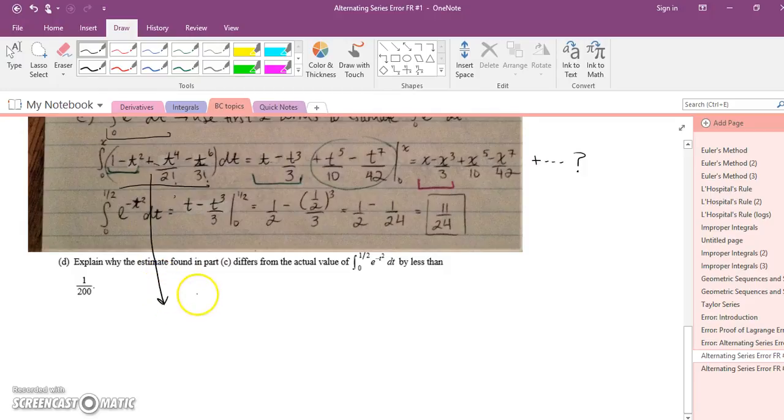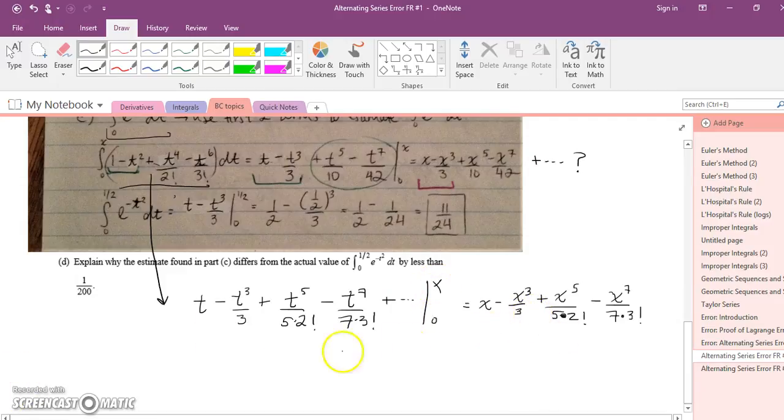So again, pick up right where we left off in the notes. And let's do the integral again. So it would be t minus t cubed over 3 plus t to the 5th over 5 times 2 factorial minus t to the 7th over 7 times 3 factorial plus ... That'd be from 0 to x. So here we have it with x, but remember, we're going from 0 to 1/2.